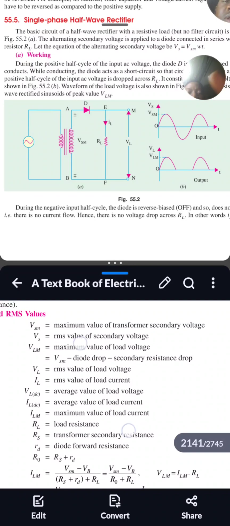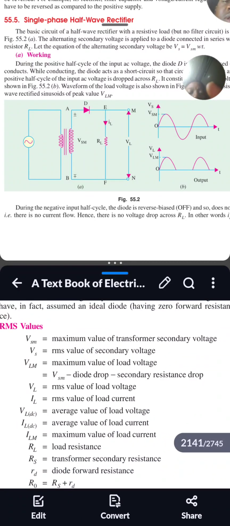Now, look at this one here. The maximum value of load voltage is equal to what? What does this VSM mean? Look at what they write here. It means the maximum value of transformer secondary voltage. Then you see VSM minus the diode drop minus the secondary resistance drop.